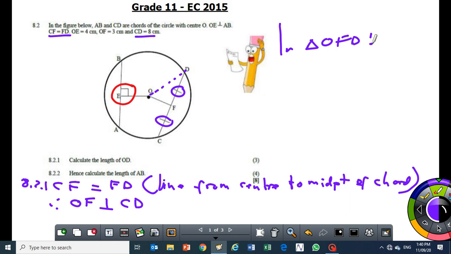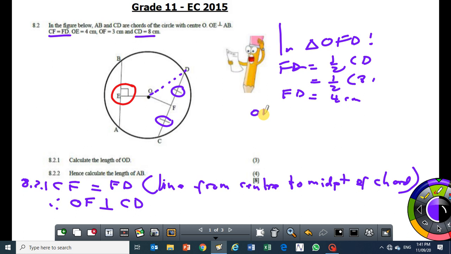So it's easy now because I know that FD is going to be half of CD, but CD is 8. So I'll just say here, FD is equal to half of CD. That's a half times 8, and you get 4 centimeters. I'm not done. I've only found the length of FD. I know that OF is 3, so I can get OD.